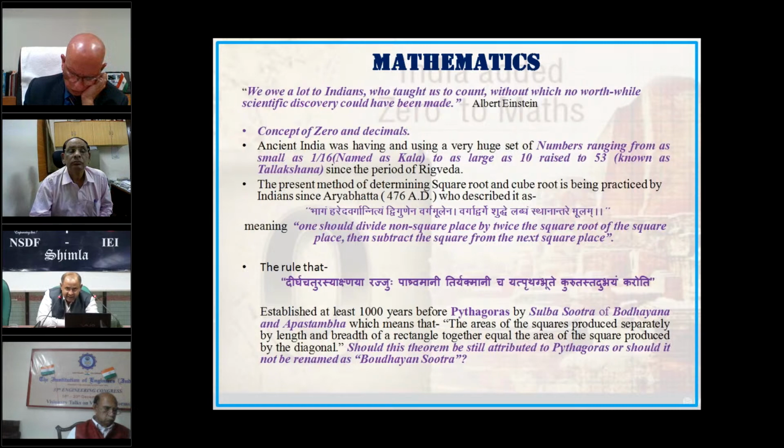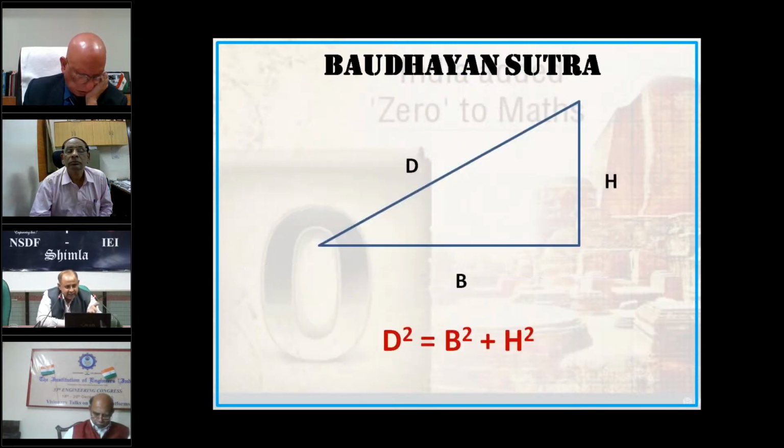Is it different from the Pythagoras theorem? The square of the diagonal is equal to the sum of the squares of the breadth and the height. So this is what the Pythagoras theorem is: diagonal square equals breadth square plus height square. So we knew it about 2,000 years back. And now Pythagoras, in the 1700s or 18th century, comes up and says that it is his contribution. No, it's not. It's an Indian contribution.